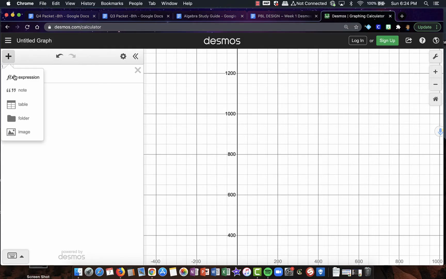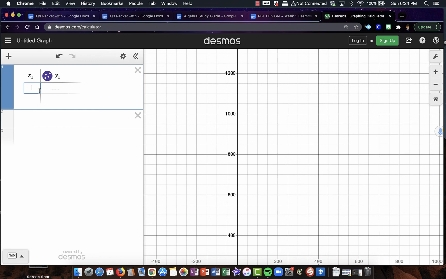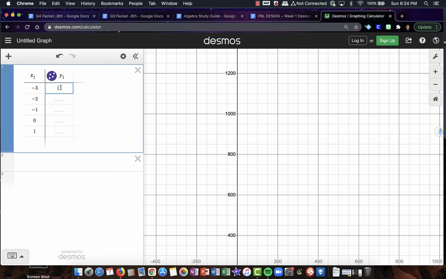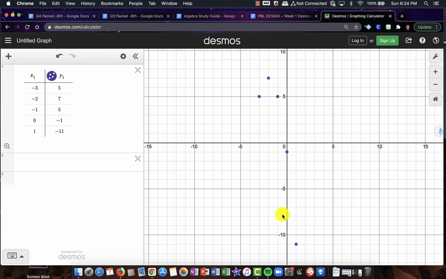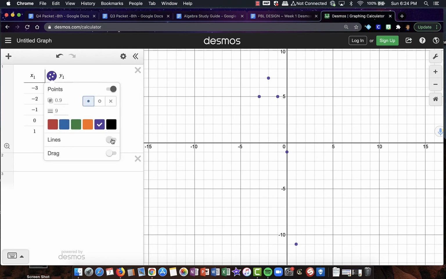If we want to use Desmos, we can always add a table and recreate that table in there. So it was negative 3, negative 2, negative 1, 0, and 1 across the top. And then it went 5, 7, 5, negative 1, negative 11 across the bottom. You can see where the dots are and how the graph might look. You can always click and hold and turn the line on, and it's not that perfect curve if we had typed in the function, but you can kind of see how it would look.